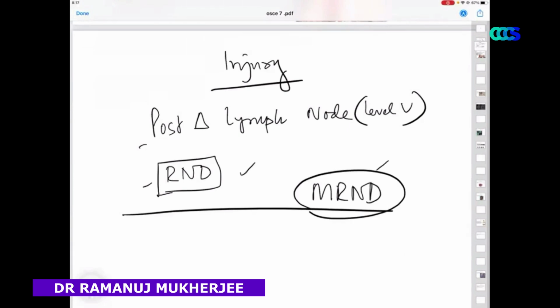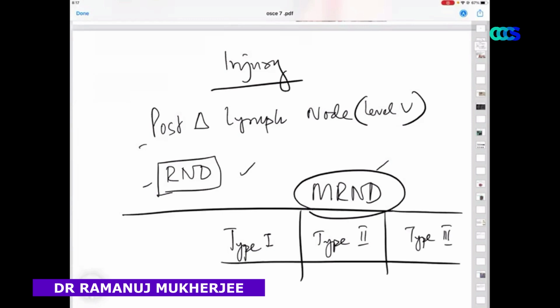So please remember the modified radical neck dissection. Type 1, type 2, type 3 are the three important things to keep in mind. Now, what is the type 1 MRND? Come on guys, quickly, what is preserved in a type 1 MRND? Spinal accessory. Very good. The spinal accessory is the only thing that is preserved.